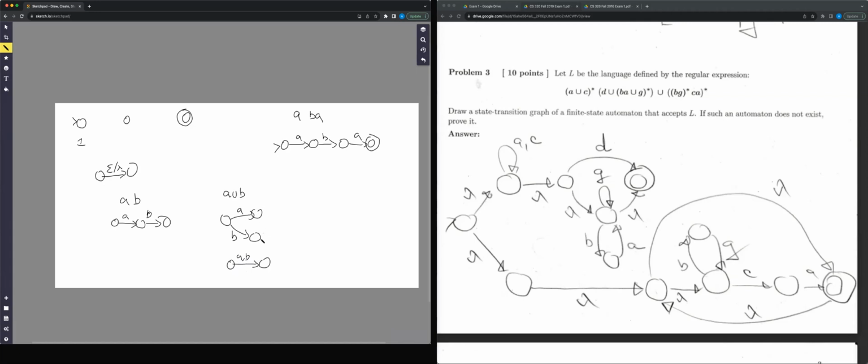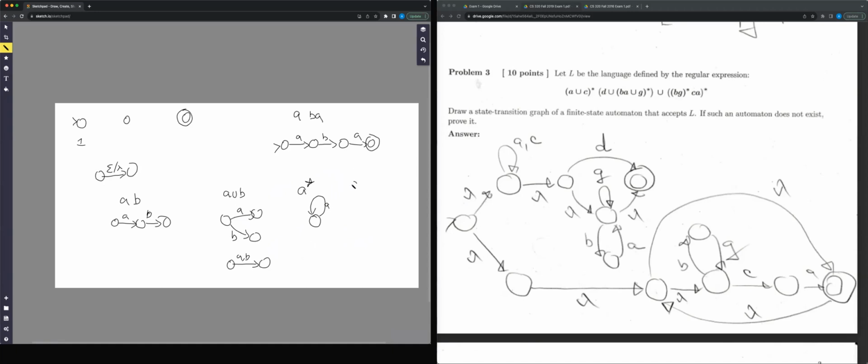There could be reasons why you do either, but if it doesn't matter, and regardless of A or B you're going to end up in the same state, then do this. If A sends you to one state and B sends you to another, then do this. The next thing is A star. From a given state, I want to write A as many times as I want. Then it's just a loop back to that state, writing A.